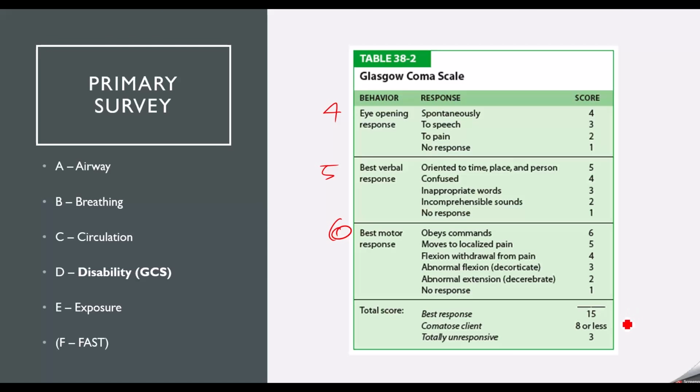The thing you want to look out for is if it's 8 or less, they can split up your level 1 traumas on that status alone. So if they have a GCS of like 7 coming into the ED, then you're probably going to be intubating them immediately if they're not already intubated in the field. And 3 is the lowest possible score that you're going to be getting for the GCS.